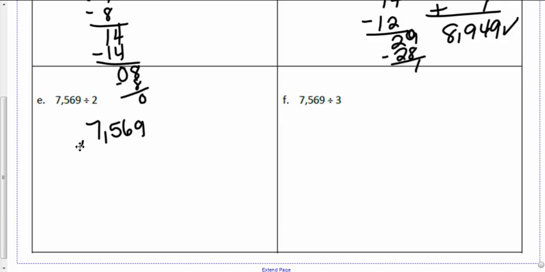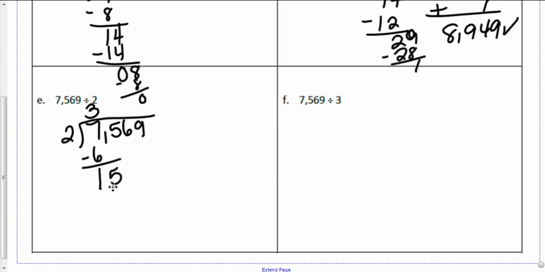7,569 divided by 2. 7,000 divided by 2, I'm thinking to myself, 3 times 2 is 6. That's as close as I can get to 7. So 3 times 2 is 6. That's going to leave me 1,000 left over. I add that to the 500s.